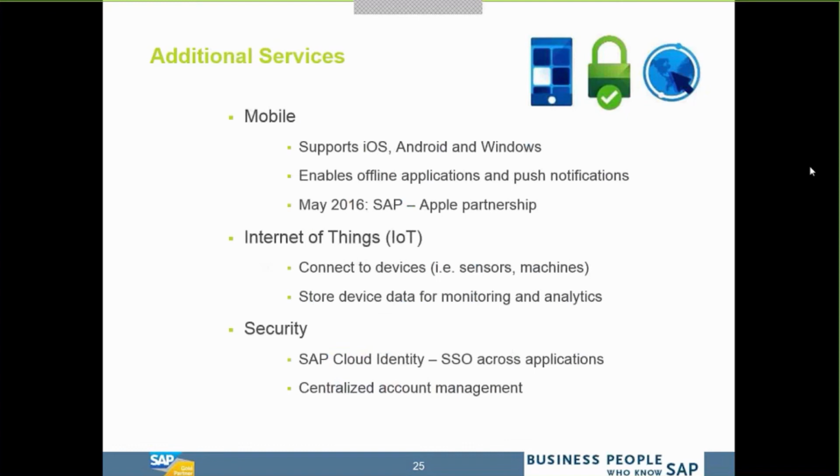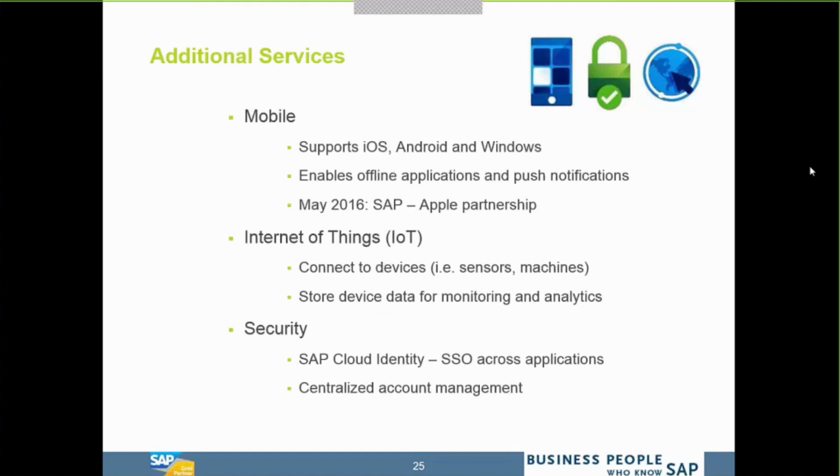It does come with mobile capabilities. So when you develop apps on the SAP Cloud Platform, all of those apps can be accessed on a mobile device. However, if you do want to develop applications that sit natively on those devices, so iOS, Android, and Windows, you can do that. And the cloud platform comes with all the services that enable those applications, like offline use or push notifications. In fact, in May of last year, SAP and Apple announced a partnership that will make it a lot easier for you to develop iOS apps using an SDK that was built specifically for SAP applications.